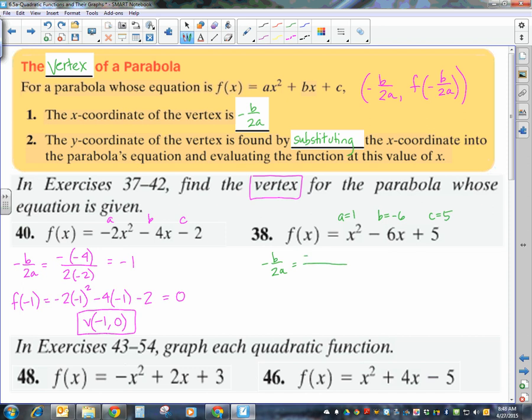So negative negative 6 over 2 times 1. Two negatives is a positive. 6 divided by 2 is 3.